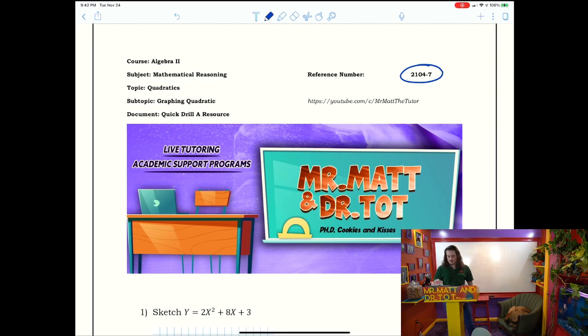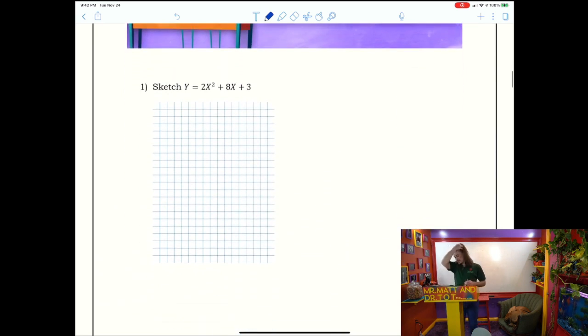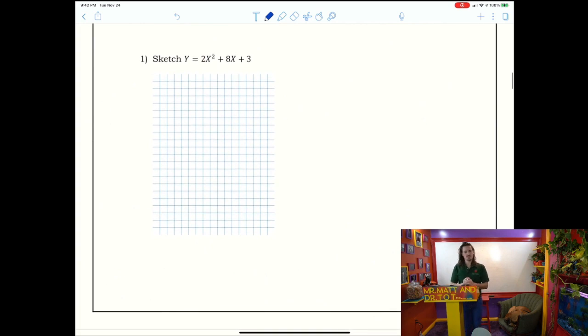So first, I'd like you to sketch the graph y is equal to 2x squared plus 8x plus 3. So pause the recording and take a few moments and sketch that out. So this equation is in standard form. That's y is equal to ax squared plus bx plus c.